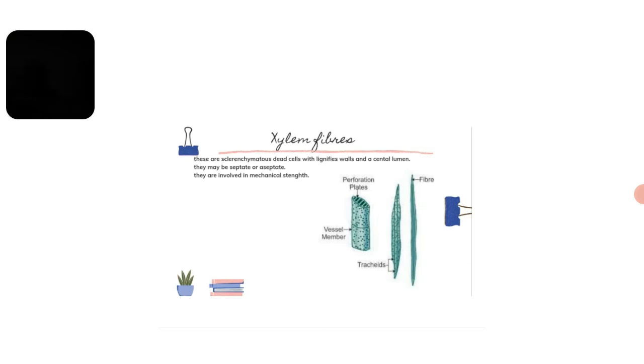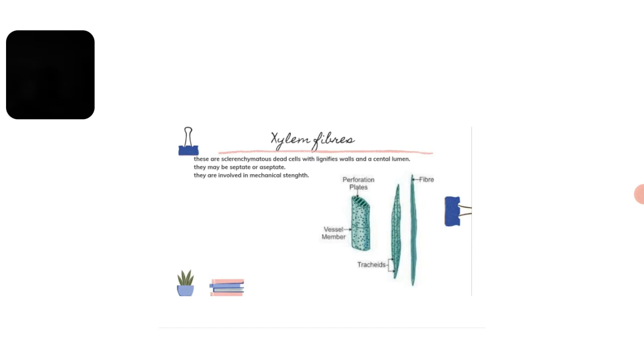Okay, next, the last one is the xylem fibers. The last part of the xylem is the xylem fibers. I already told you the xylem has four components: the tracheids, vessels, xylem parenchyma, and the last one is the xylem fibers. So the xylem fibers are mostly made up of sclerenchymatous fibers. They constitute a part of xylem. They are generally libriform. They may be aseptate or septate. They all have mechanical functions.